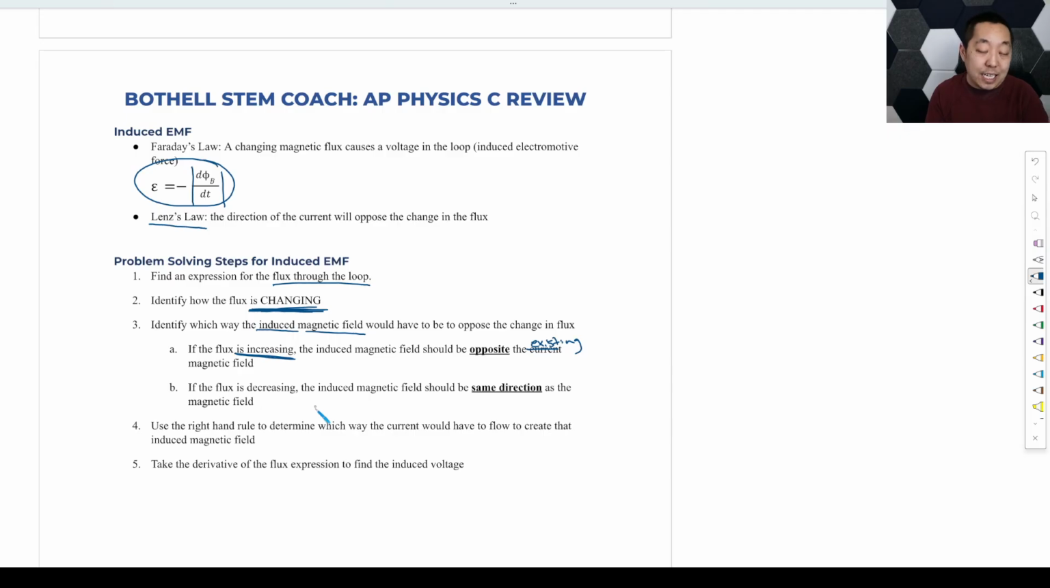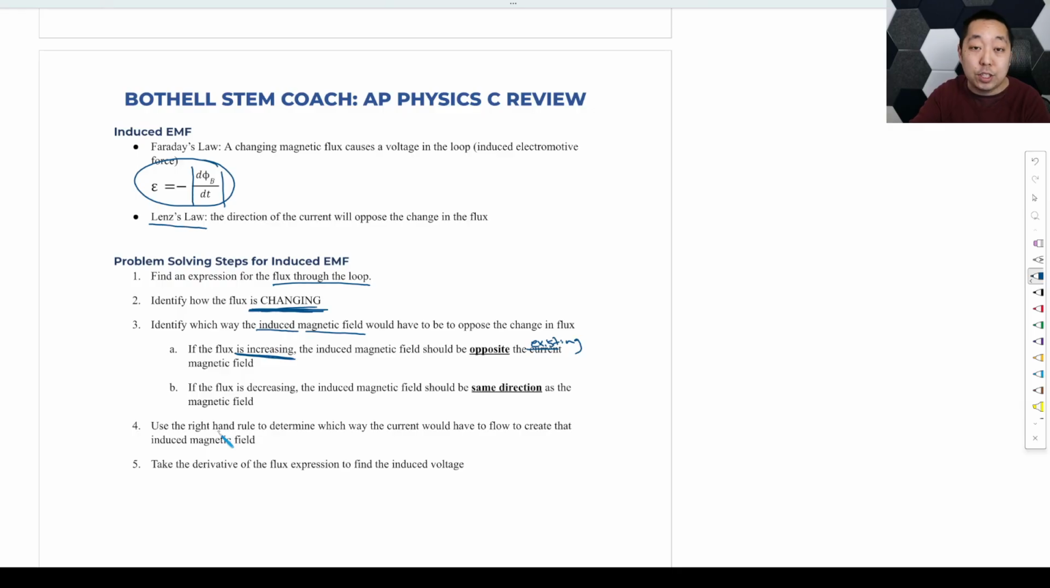If the flux is decreasing, then the loop is kind of like, oh man, you're getting less flux. I want to create a magnetic field that increases the flux through there to oppose that change. So if the flux is decreasing, the induced magnetic field should be the same direction as the magnetic field. Okay, and then once we know that, now it's easier.